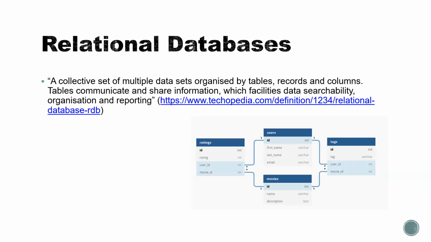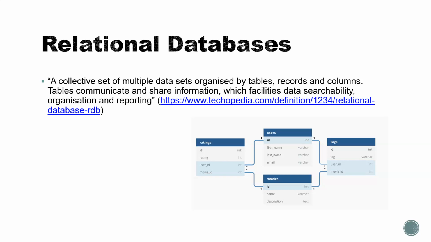So a relational database, the definition that I come up with, is a collective set of multiple data sets organized by tables, records, and columns. The big thing here is the relationships between the tables that allow us to use these in a much more powerful and a lot more useful way than a flat file database.